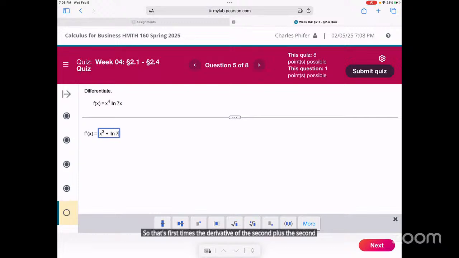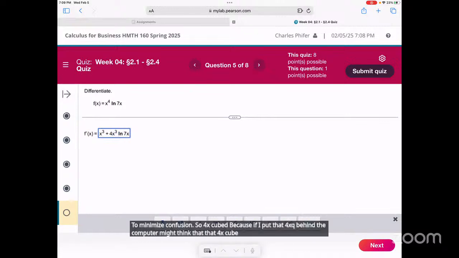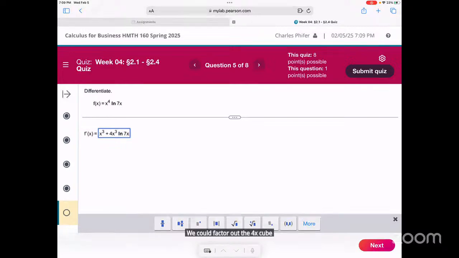times the derivative of the first. Let me put the first in front to minimize confusion. So 4x cubed. Because if I put that 4x cubed behind, the computer might think that 4x cubed is inside the log, which is what I don't want it to think. So instead of putting it on the back side, I just moved it to the front. We could factor out the 4x cubed, but nothing really changes. So I'm going to go with that.